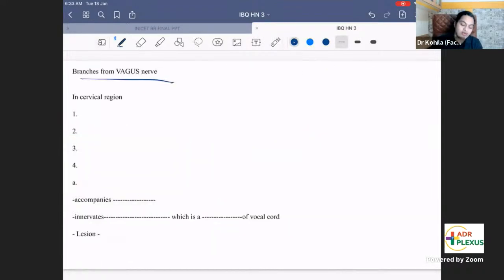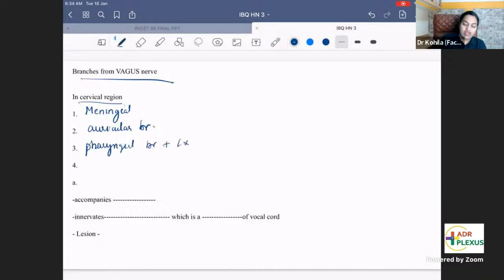So the branches from the vagus, and just the cervical region I'm discussing. It gives off the meningeal branch. It gives off the auricular branch, the Arnold's nerve. And third, it gives off the pharyngeal branch. The pharyngeal branch of vagus joins with the 9th nerve and the cervical sympathetic fibers, and goes on to supply the soft palate, pharynx. Okay. And then the superior laryngeal nerve.